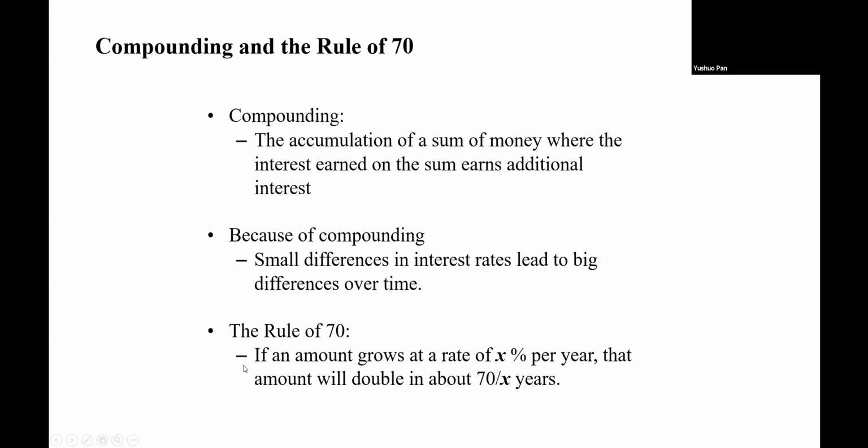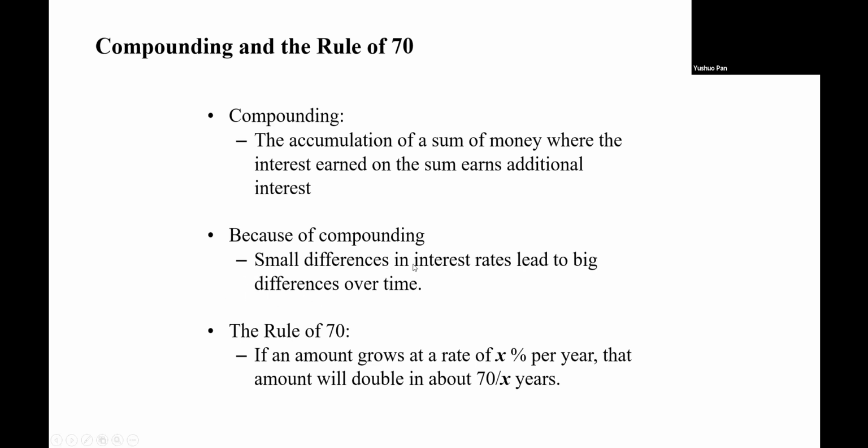The third part for the compounding interest rate is the rule of 70. This rule of 70 makes it easier for you to calculate the doubling time. If an amount grows at a rate of X% per year, that amount will double in about 70 over X years. So when we are using the compounding interest rate, this rule of 70 makes it easier for you to calculate how many years it takes to double your assets.